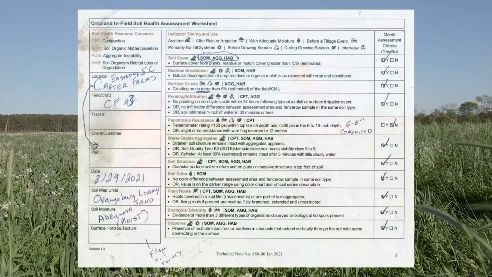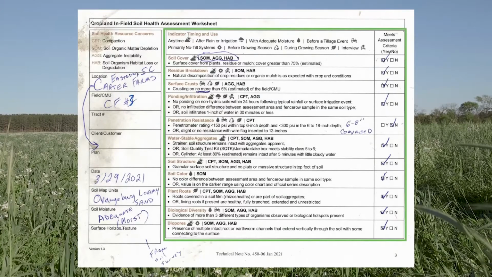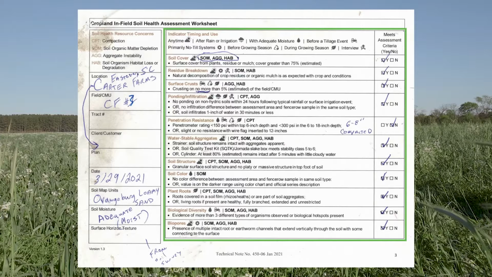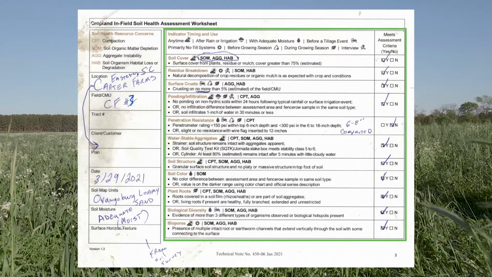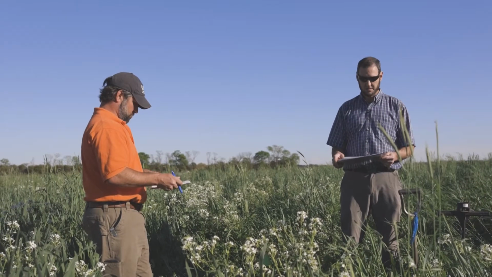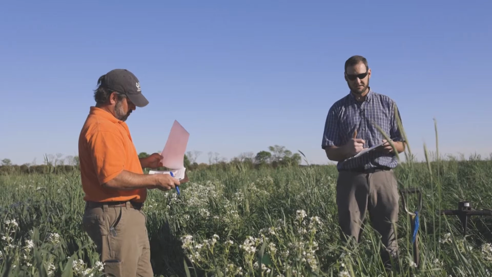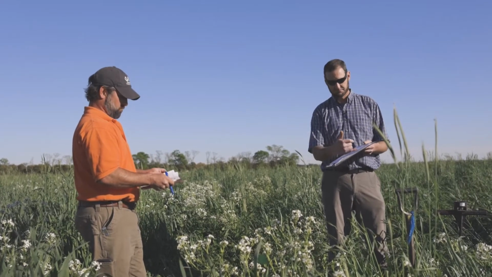As I mentioned earlier, we have 11 different indicators that we'll be looking at. Each one shows the timing and use, and the resource concerns that particular indicator will identify if present or not. We complete the indicator and record our finding on whether it meets the assessment criteria, yes or no. It's a simple yes or no question; we're not coming up with any numerical values. We can follow these tests straight down the list.